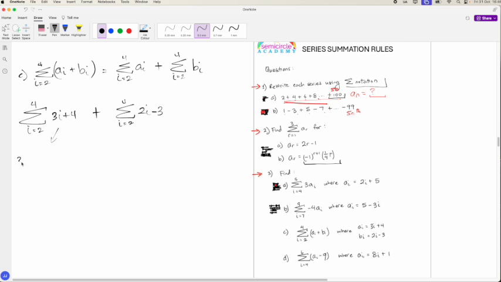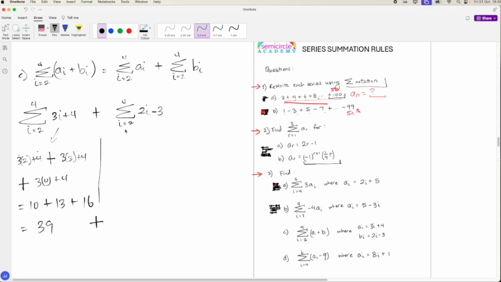This one is 3 times 2 plus 4, plus 3 times 3 plus 4, plus 3 times 4 plus 4. So this will give us 3 2s are 6 and 4 is 10, plus 3 3s are 9 plus 4 is 13. 4 3s are 12, 12 plus 4 is 16. So 16 plus 13 plus 10 gives us 39 on this side.